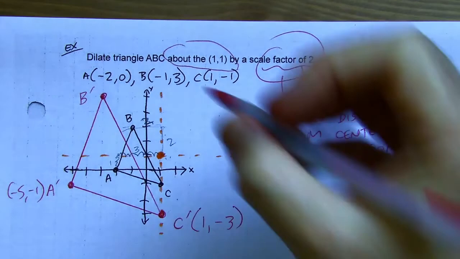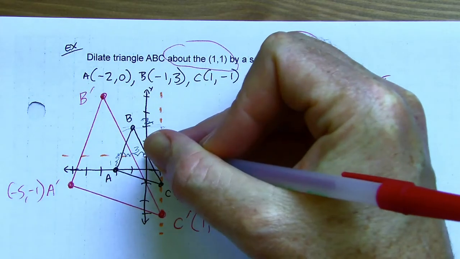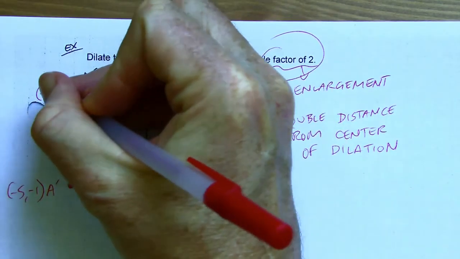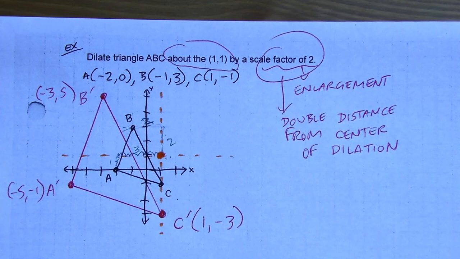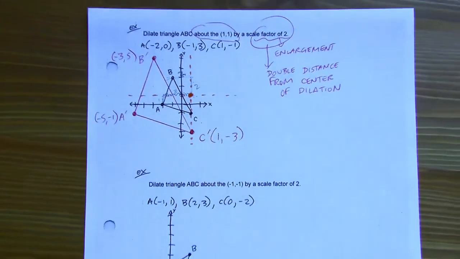And then for B prime, 1, 2, 3, 3 to the left, 5 up. Hopefully I counted right there. So that's how you can dilate about a point other than the origin. You can go ahead and try the next one if you want, same kind of problem. You can pause it. I'm just going to get straight to it.